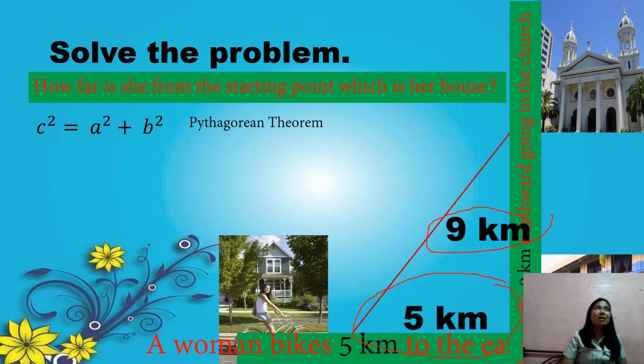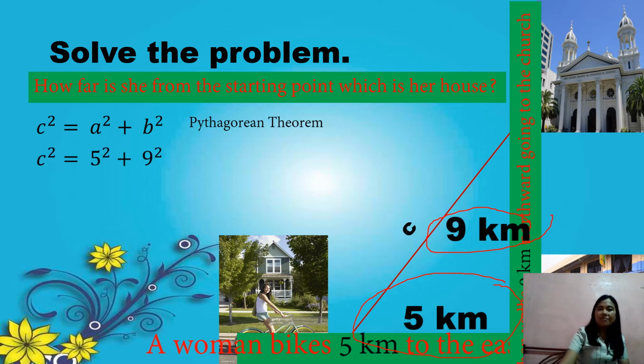Again, pwede magka-interchange ang A and B for as long as you are putting it in the horizontal and vertical part of the right triangle. But C dapat is always on the diagonal. Okay, so let's substitute. So from the figure, we have A is 5 or 9, and B is 9 or 5, and C is the diagonal.